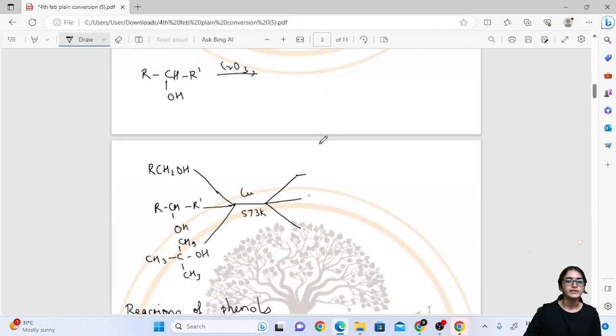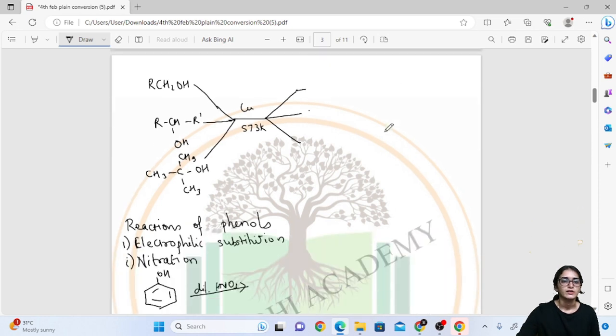Second, if you take a secondary alcohol, meaning what? When the OH group is attached to the carbon, which is further attached to two more alkyl groups or carbons. So here, if you see, I will get R, C, R dash, and this H and this H will leave. So you will have a double bond here and you will get R, C double bond O, R dash. So from secondary alcohol, 2-degree alcohol, we will get ketone. Okay, from secondary alcohol we will get ketone.